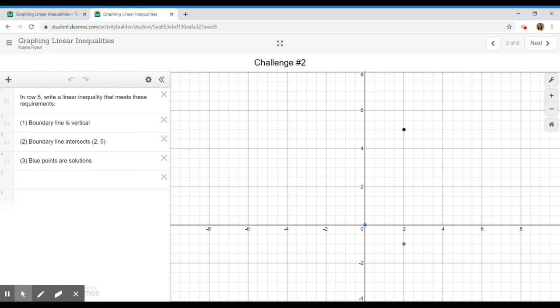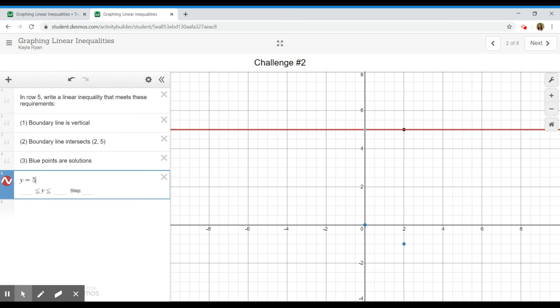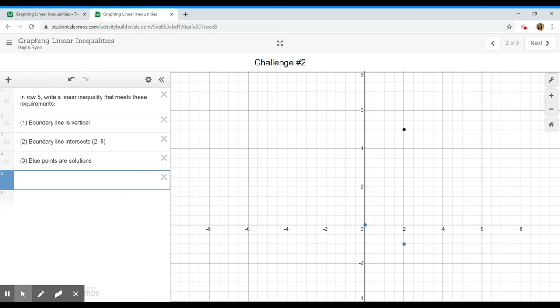That means we're either looking with something like x equals 2 or y equals 5. So I might as well try both of those out. X equals 2, that's vertical, that's what I was looking for. Just to demonstrate y equals 5, that's my horizontal line. So I'll keep it at x equals 2 for right now.